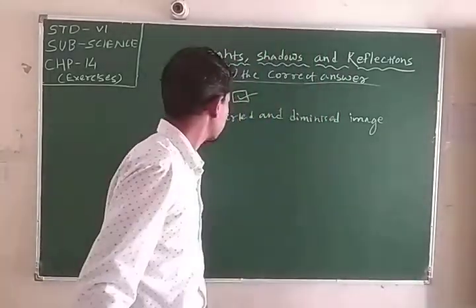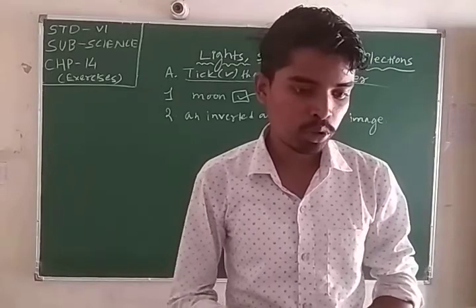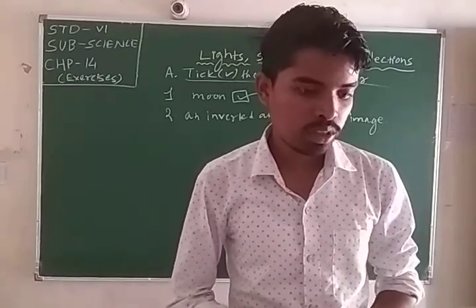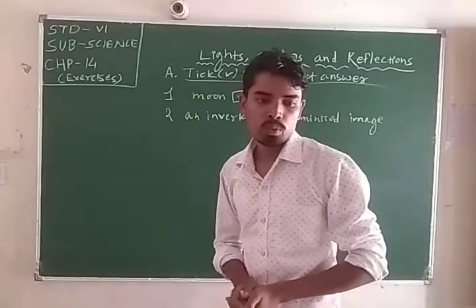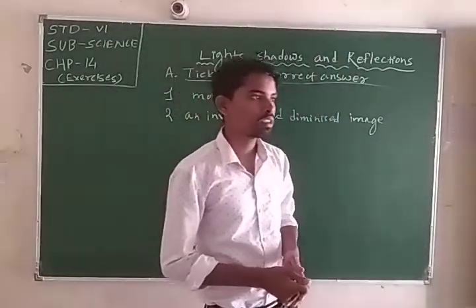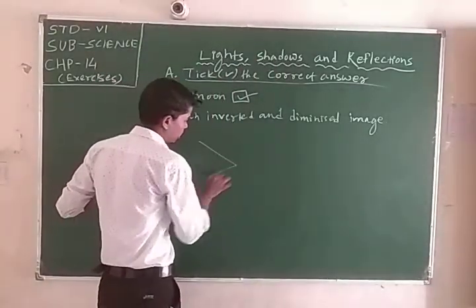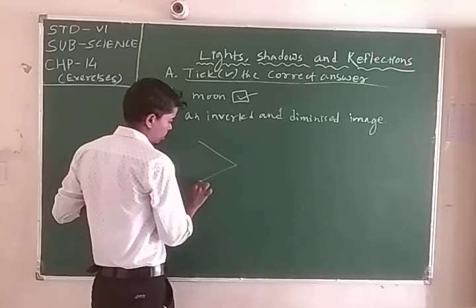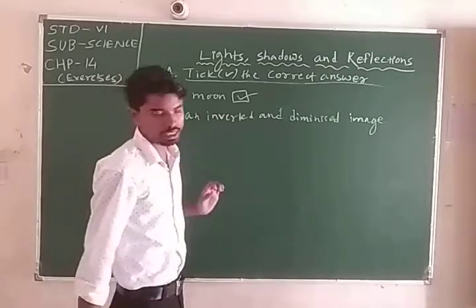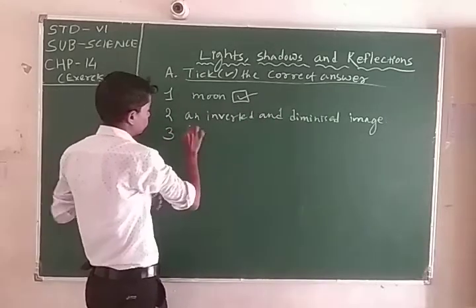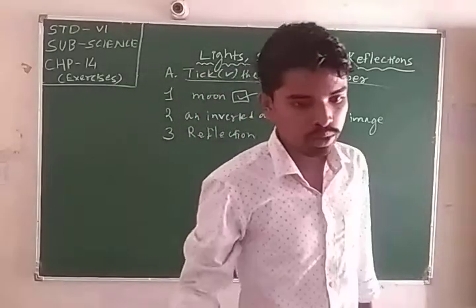Next, number 3: we are able to see different objects around us through their A, shadow; B, image; C, reflection; D, color. We are able to see different objects through reflection. When light reflects from an object, we can see it. So the answer is reflection.